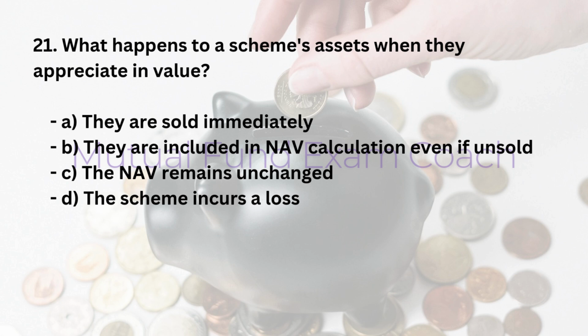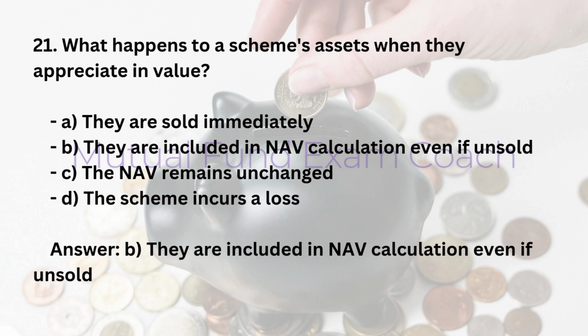21. What happens to a scheme's assets when they appreciate in value? A. They are sold immediately. B. They are included in NAV calculation even if unsold. C. The NAV remains unchanged. D. The scheme incurs a loss. Answer, B. They are included in NAV calculation even if unsold.